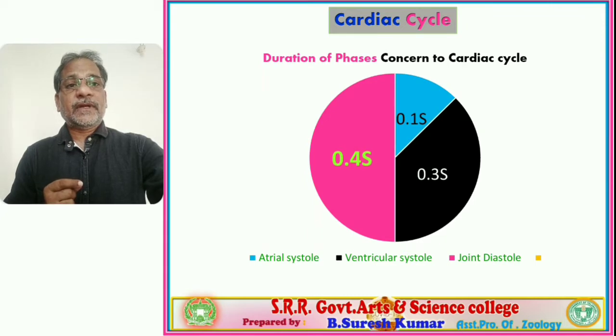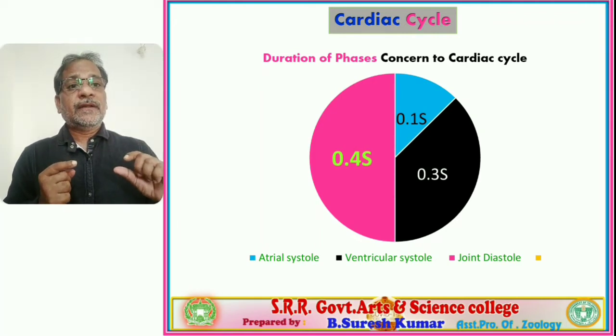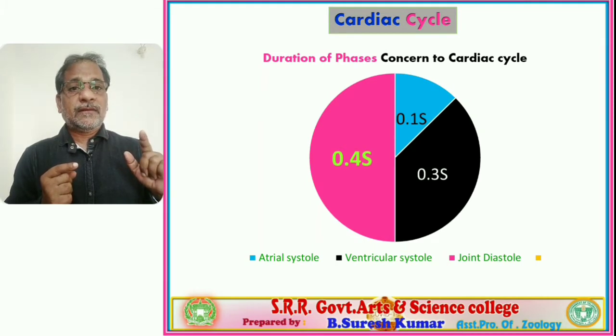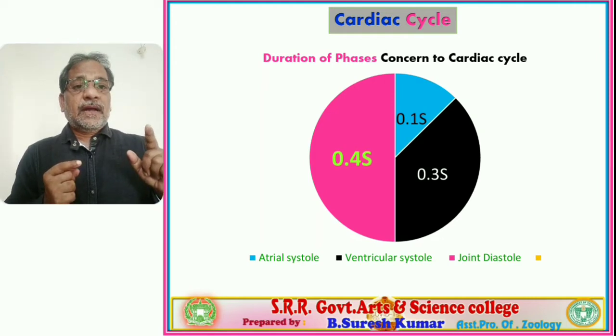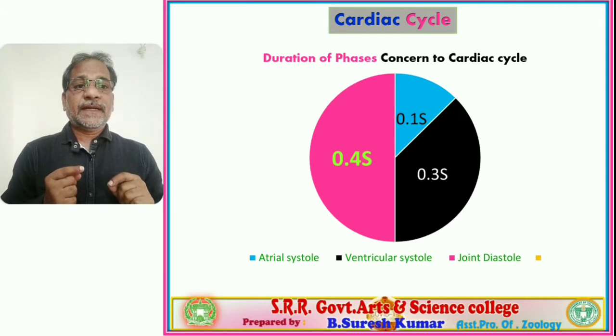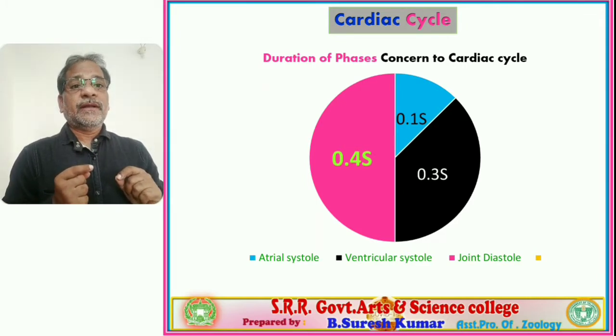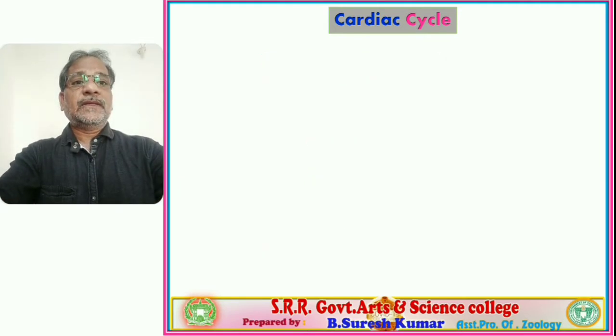You observe the pie chart, which represents the contribution to the duration of the cardiac cycle. The first one, you observe the blue color part. The blue color part represents atrial systole, 0.15 second. Next, the black color part represents ventricular systole, 0.3 second. And the pink color portion represents joint diastole. Followed?